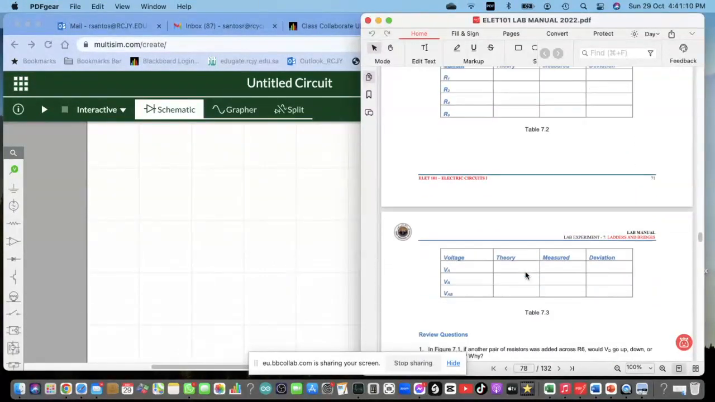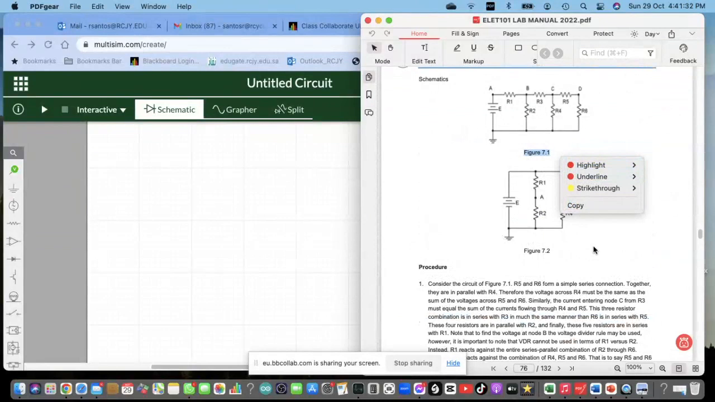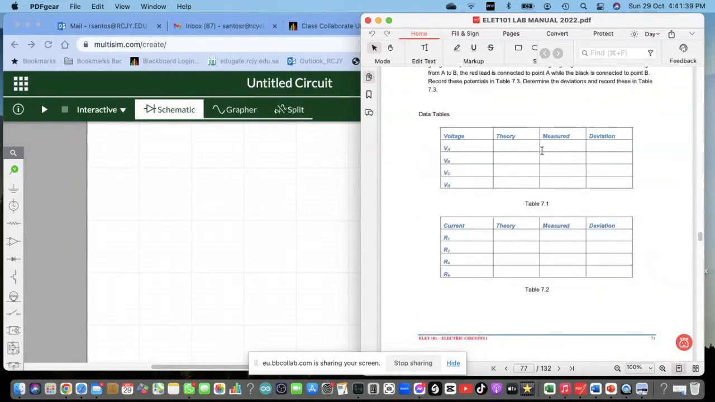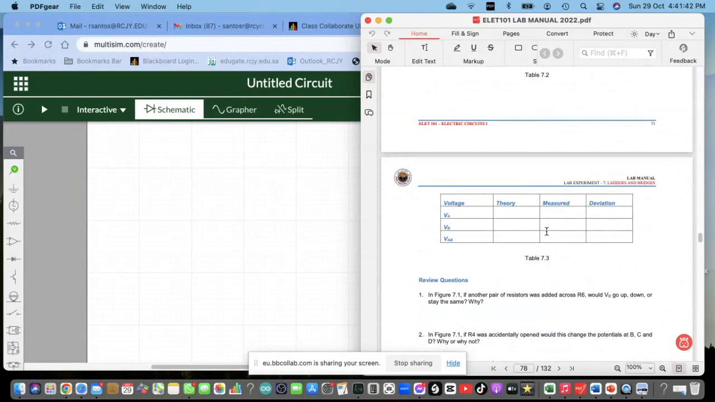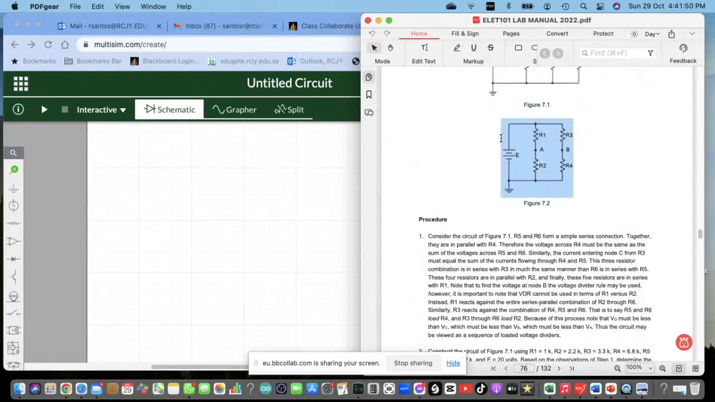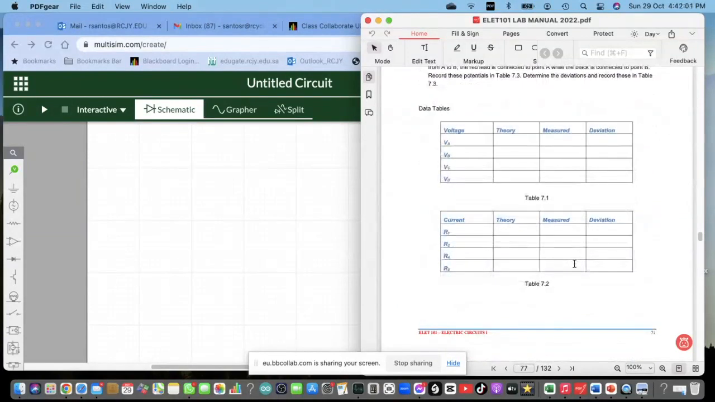Okay, sorry, so there's a correction here. Tables 7.1 and 7.2 will be for figure 7.1, the first diagram. So there are two tables for the 7.1 circuit, this one and this one. And this third table, table 7.3, would be for this figure, 7.2. Okay? Clear? Yes, sir, clear.